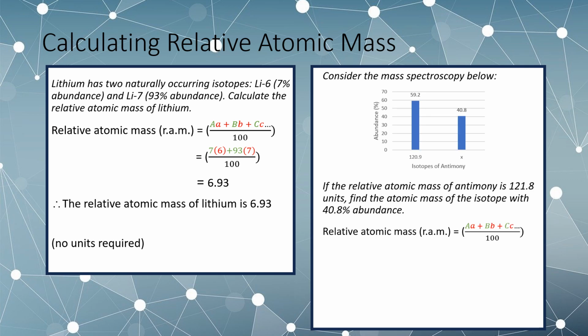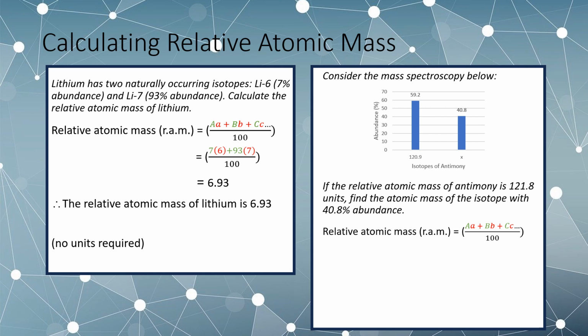For this second example, we're asked to consider the mass spectroscopy below. Now you can see here we actually don't know the atomic mass of one of the isotopes, and we're going to have to work backwards in this question because we're given the relative atomic mass just below. If the relative atomic mass of antimony is 121.8 units, find the atomic mass of the isotope with 40.8% abundance. Okay, it sounds a bit more complicated, but let's just write out our formula and plug in our values and see how we go.